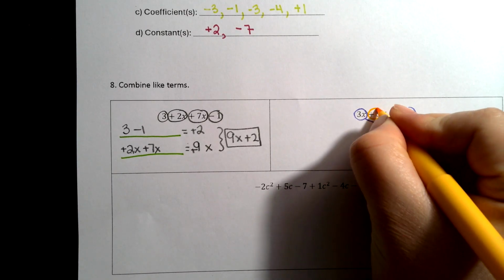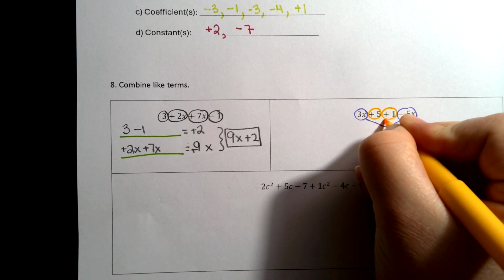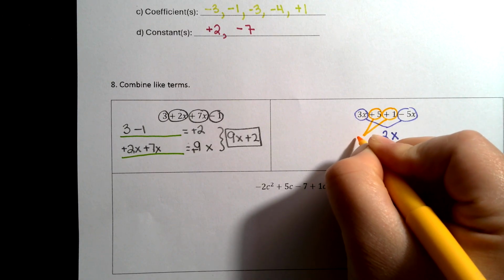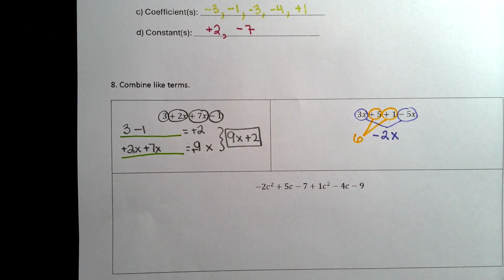And then here I have +5 plus 1. Again, we draw a little V section. And 5 plus 1, both positives, is 6. This is adding, subtracting with counters. So then we would write our answer.